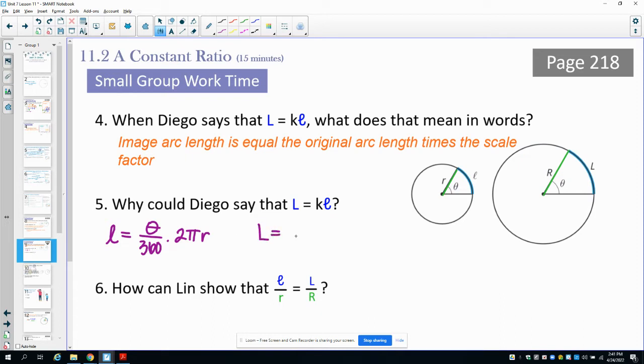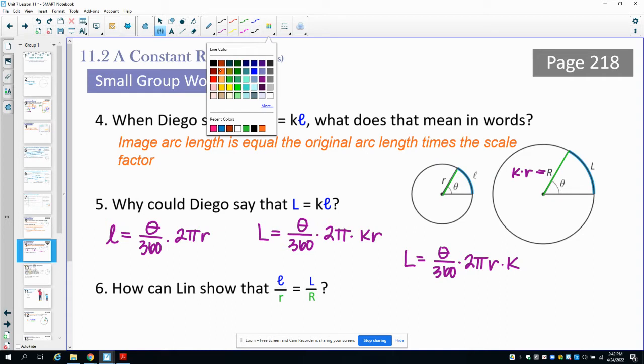Then if we look at the dilated image, the arc length is going to be equal to the central angle divided by 360 times the circumference, which is 2 times pi times the radius of the new image, right? So instead of writing capital R, let's write it with its dilated version. R is actually equal to the scale factor times our original r. Then I'm going to rewrite this a little bit. I'm going to leave this theta over 360 times 2 pi, but instead of writing k times r, I'm going to write r times k.